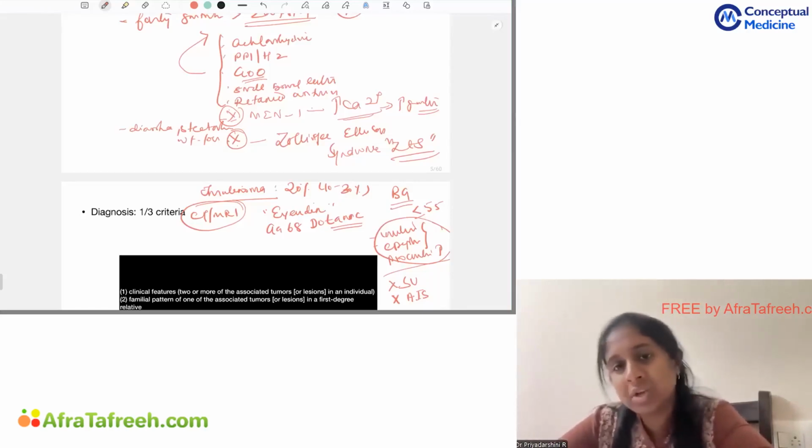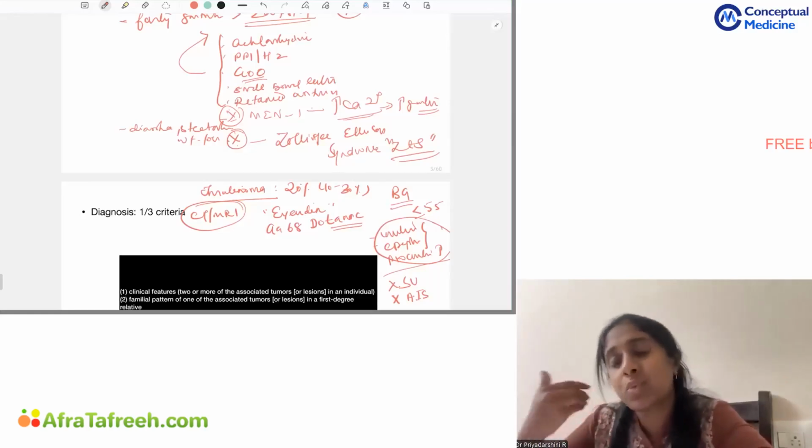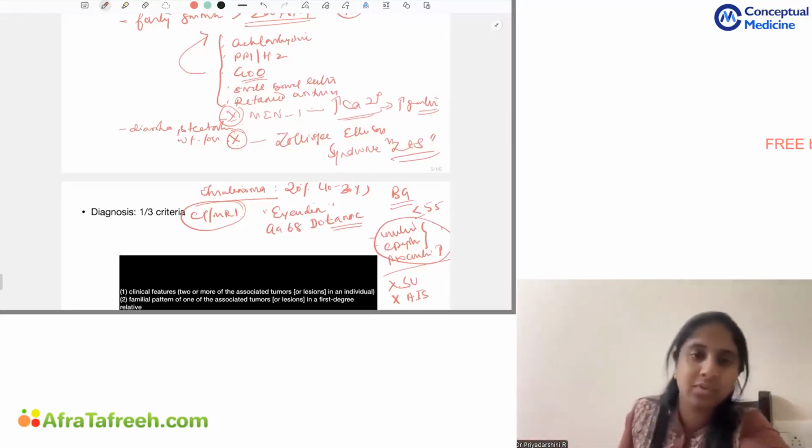Even insulinoma has to be treated with surgery only. So gastrinoma surgery, insulinoma surgery, anything which is producing hormones should be treated with surgery only.